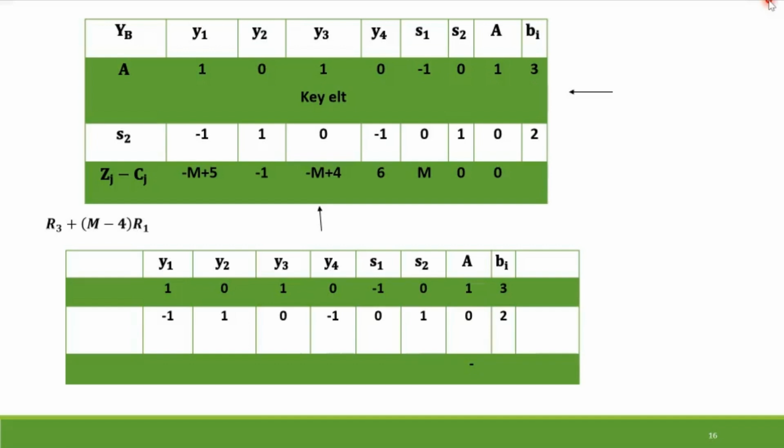First 2 rows will remain the same. Only the third row has to be changed. So what will the third row be? First, what will come here? 1, okay. In the second, -1 plus m minus, so it will be -1 only. Next 0, then 6, then m minus m plus 4. So 4, 0, and minus 4.